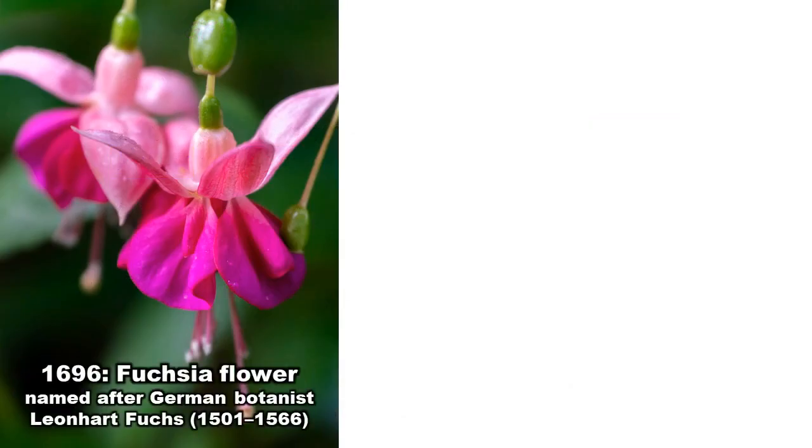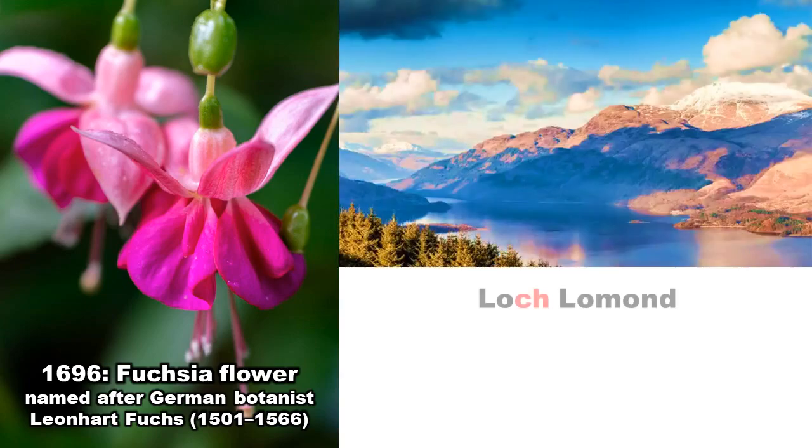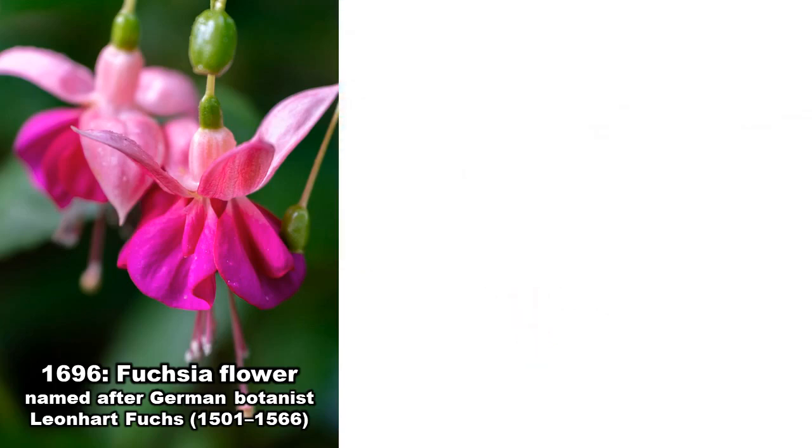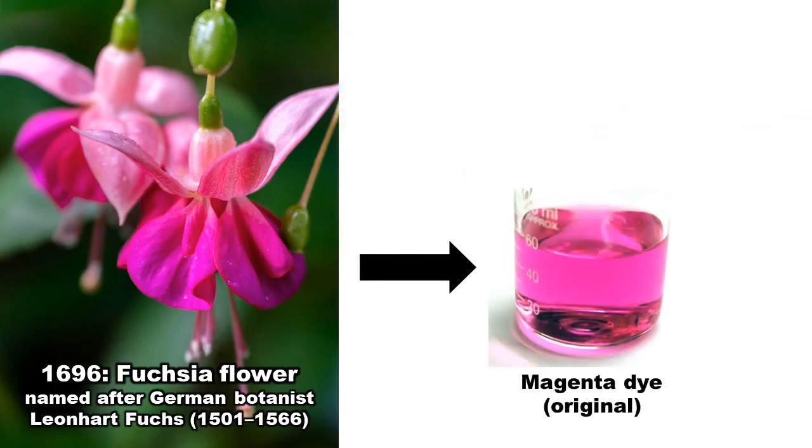Just a little bit of history. The fuchsia flower was discovered and named in 1696 after a German botanist called Leonhard Fuchs, who lived in the 1500s. Technically, the flower should be pronounced fuchsia, but we English speakers here in the UK are notoriously bad at pronouncing foreign words. By the way, the letters CH in German are pronounced like the Scots pronounce Loch, as in Loch Lomond. People were able to obtain magenta dye from the fuchsia flower.